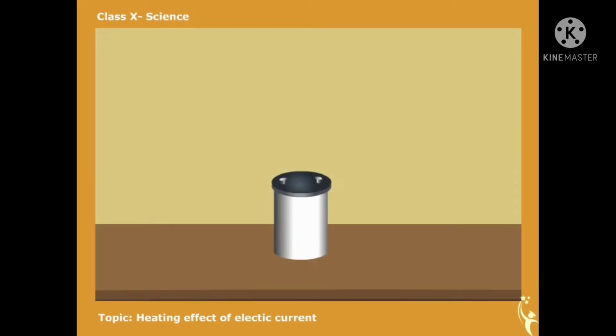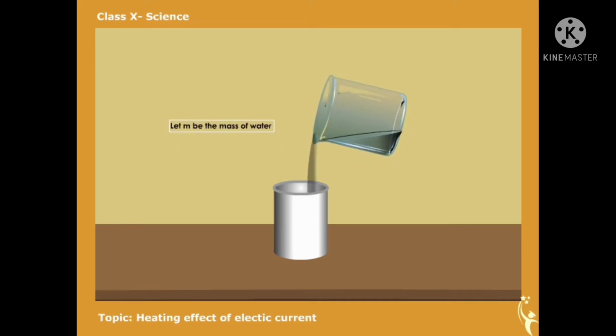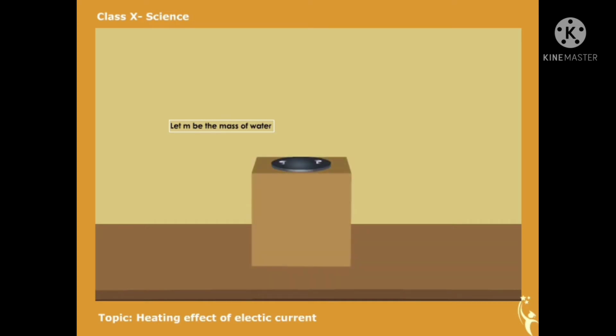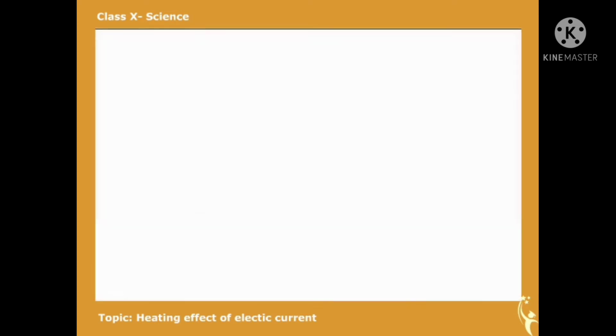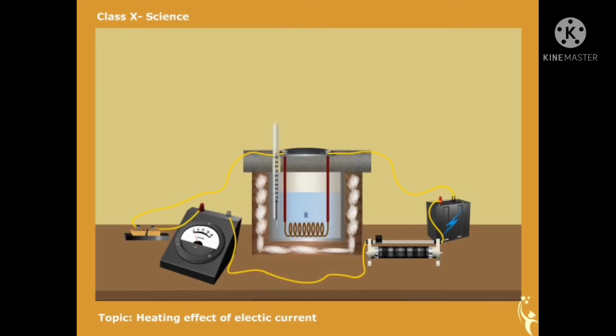Let's see how Joule arrived at the relation H = I²RT. Joule filled 2/3 of the calorimeter with m grams of water. He placed the resistor R inside the water. The calorimeter was connected to an ammeter and a rheostat as shown here.